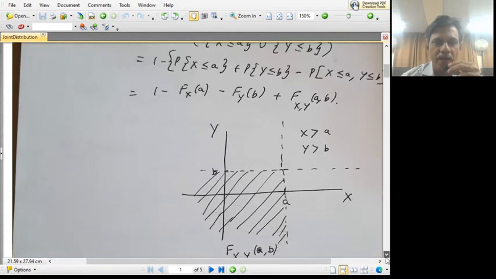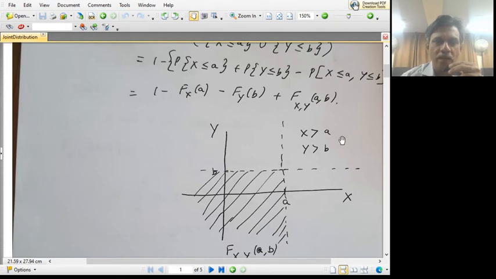So let us look at this two-dimensional region, real axis x and y. Let us say this is a, this is b. So x equal to a is this line, y equal to b is this line. So this region above this is where x is greater than a, y is greater than b. We are interested in computing the probability above this region.